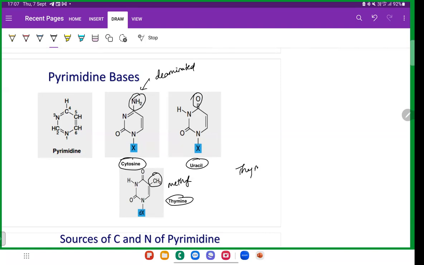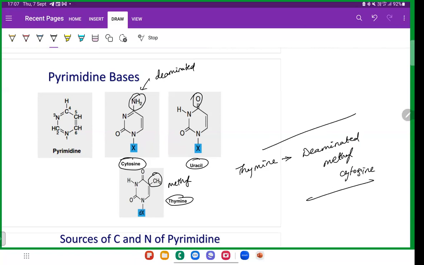Thymine can be otherwise called as, so this is what they gave in the options. They said methylated uracil gives you, and did not give thymine directly. Instead, what they gave as an option is deaminated methyl cytosine. So most of them got confused at that time in their exams. So I'm just telling you that deaminated methyl cytosine is nothing but your thymine.